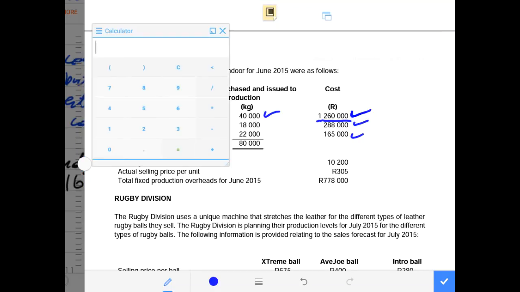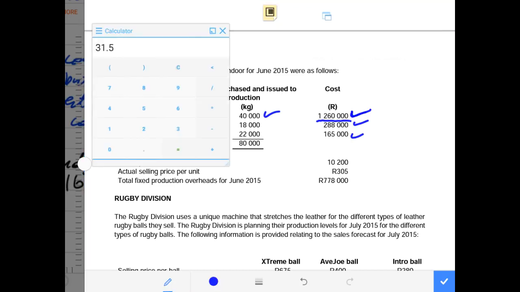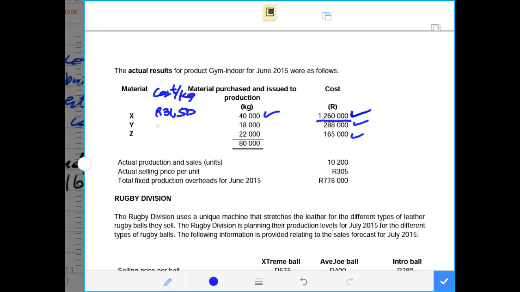Then that will be 1,260,000. Divide this by 40,000. It gives me 31.50 rand, meaning the cost per kg for material X was 31.50 rand. Then I calculate the cost per kg, which is 288,000 total cost of material purchased, divided by 18,000 kgs. It gives me 16 rand per unit. So this will be 16 rand per kg.